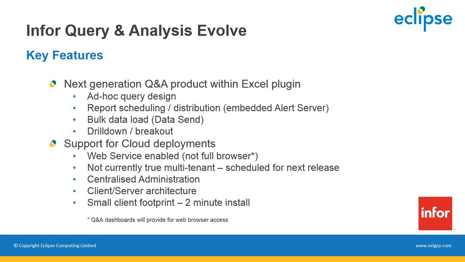However, what Q&A Evolve does do is provide a web service. So it's a web service architecture. What that means is we can have a true client-server architecture, proper centralized administration, and in terms of getting it set up on a client, all you do is install the add-in for Excel, and then you just point the add-in to the URL of the web service, and you're up and running. That's it. So it's a really small client footprint.